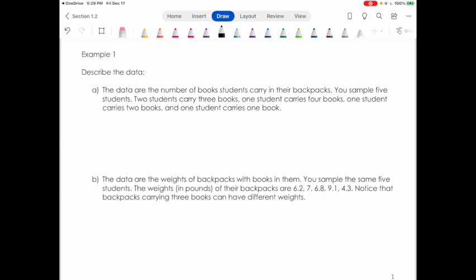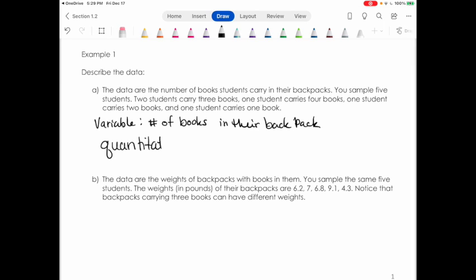that we just learned. So in part A, it says the data are the number of books students carry in their backpacks. You're going to sample 5 students. 2 of the students carry 3 books, 1 student carries 4 books, another student carries 2 books, and 1 student carries 1 book. Now I can count the number of books in their backpack. So that means that this is going to be quantitative. It's quantitative because I'm counting or measuring it, okay?